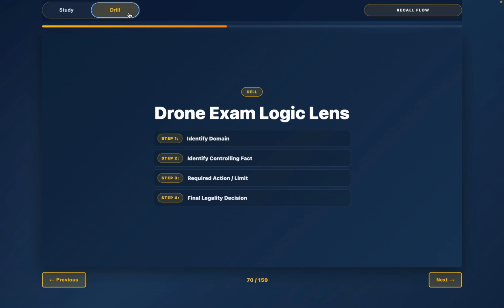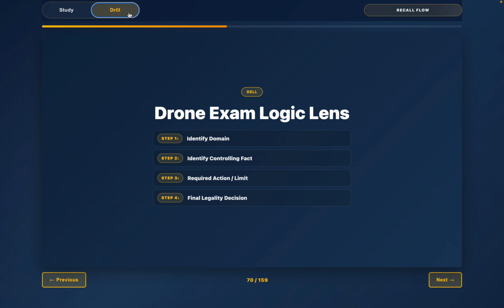Quick system check. This is how the FAA expects you to think. Drone exam logic lens automatically. Step 1, identify the domain. Step 2, identify the controlling fact. Step 3, identify the required action or your limit. And step 4, get the final legal decision. Do not skip steps. You don't even need gut feelings with the DELL.